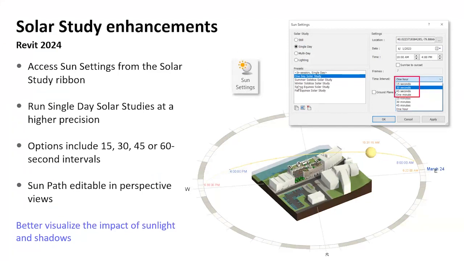Jumping back into Revit, you can do some pretty cool daylight analysis right in Revit. So you can do single solar studies. You can get intervals now in 2024, and you could get the sun path, and maybe even modify it based on the month or the time of day.